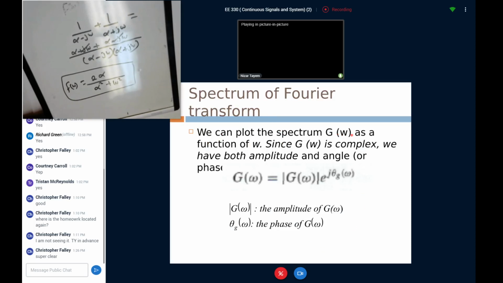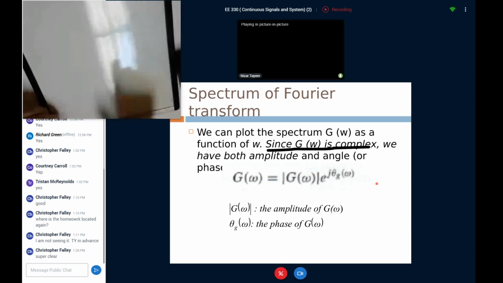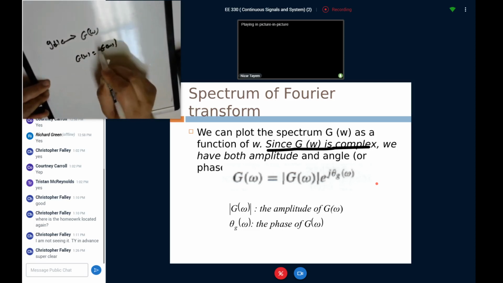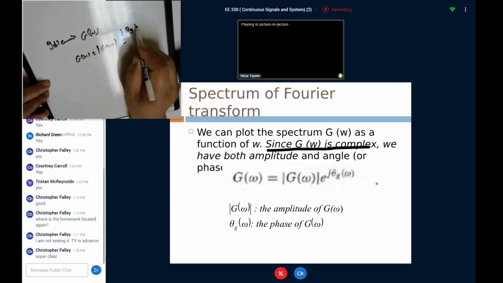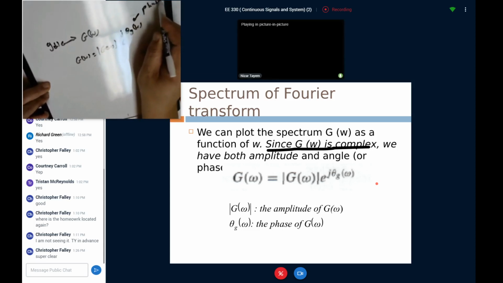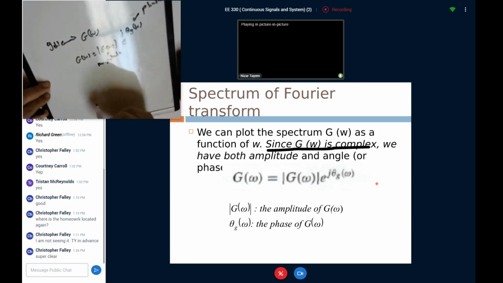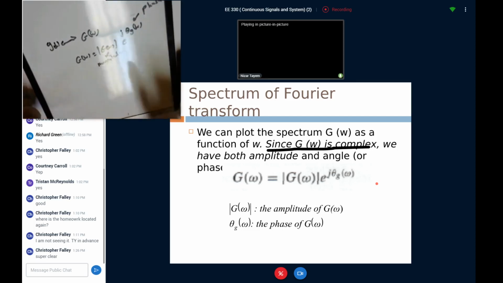Again, it's very important to plot the spectrum, especially when we're talking about filters. So G of omega is always a continuous function of omega. And in most cases, G of omega is a complex number. We know a complex number has a magnitude and phase. So I can write G of omega, the Fourier transform of g of t, as the magnitude of G of omega multiplied by e to the j theta G of omega. This is the phase, and this is the magnitude. So we can find the magnitude and the phase. The magnitude of G of omega is the magnitude, and theta G of omega is the phase of G of omega.